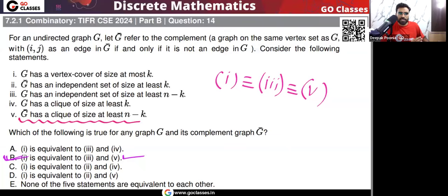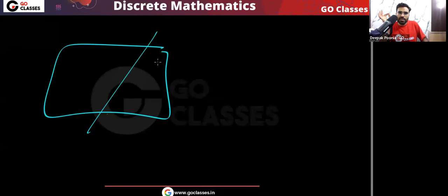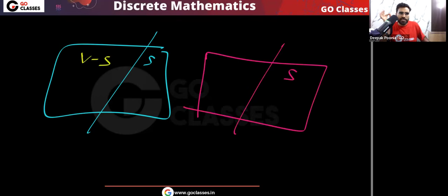This question is not complicated. Basically, this question is based on the relationship among these concepts: vertex cover, independent set, and clique. And remember the relationship between vertex cover and independent set. In the same graph G, if S is a vertex cover, then the remaining vertices will be an independent set. If S is an independent set, then the remaining vertices will be a vertex cover.